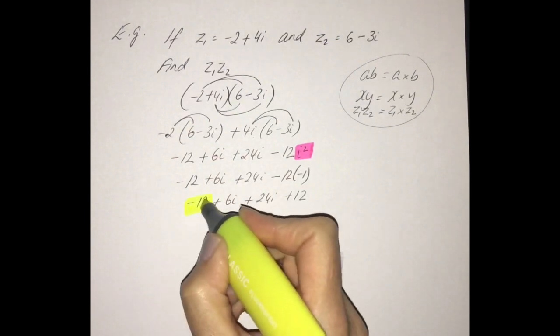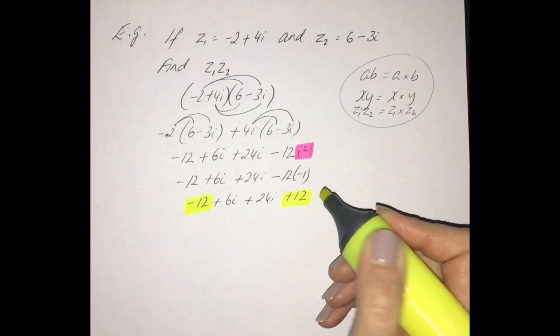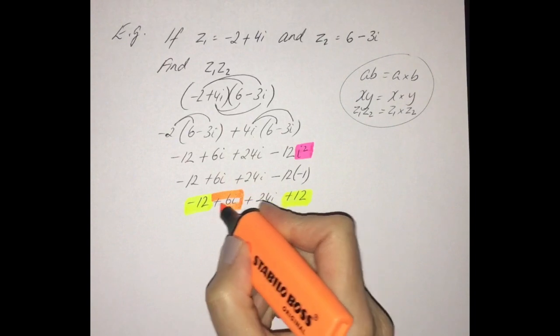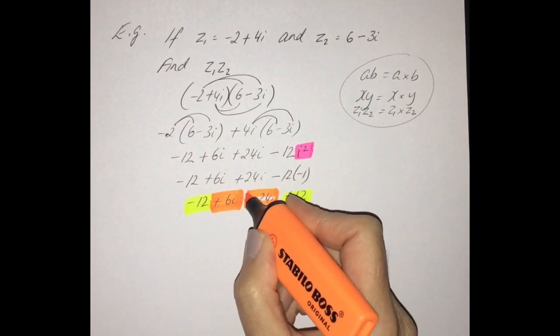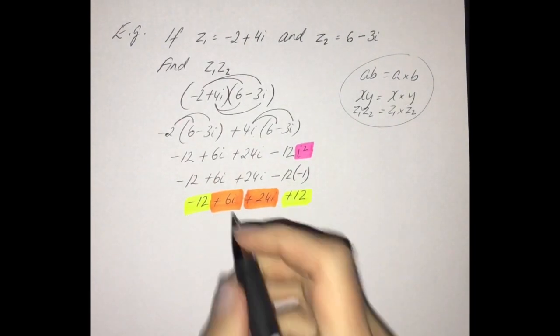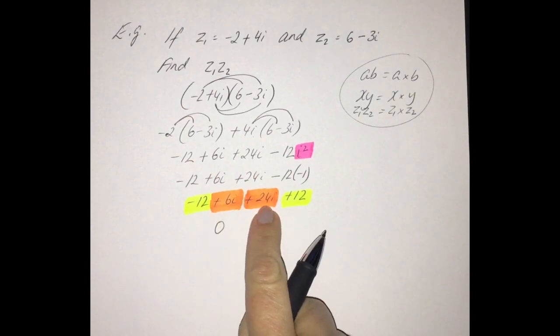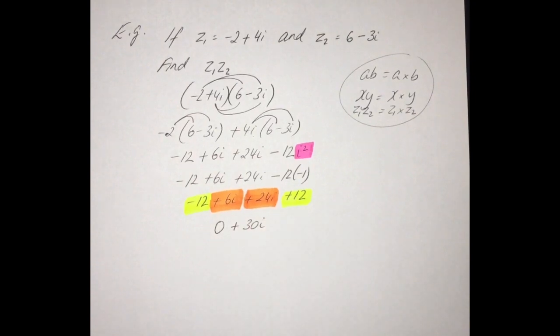So now let's tidy up our answer and we can do our real numbers together, which is the minus 12 and plus 12. And we can do our imaginary numbers together, which is a positive 6i and a positive 24i. Okay, so minus 12 plus 12 is of course 0, and plus 6i plus 24i is a plus 30i. And that's my answer.